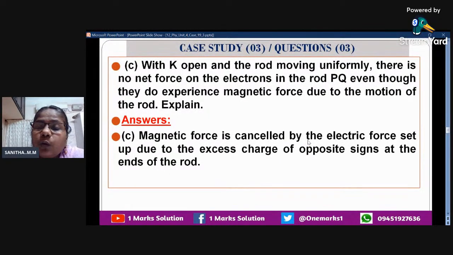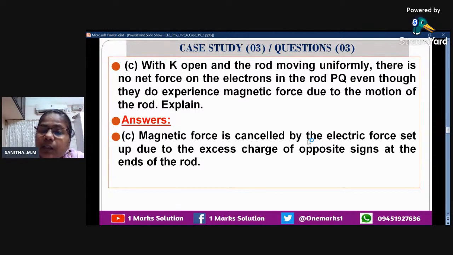With K open and the rod moving uniformly, there is no net force on the electrons in the rod PQ, even though they do experience magnetic force. You have studied that when an electron is moving inside a magnetic field, it will experience a force. We'll call it the magnetic force, qvB sin theta. That is the equation. Then one more force is there. What is that force? The electric force will also be there, that is qE. So both the forces are there, even though they do experience magnetic force due to the motion of the rod.